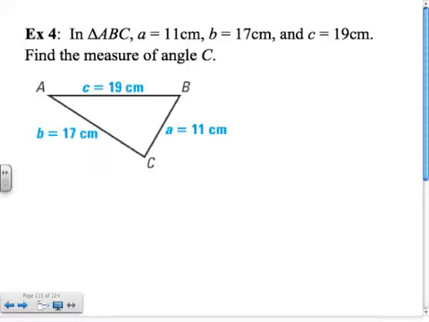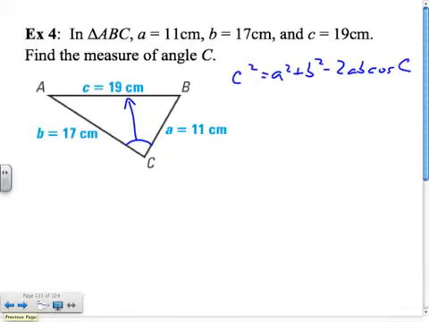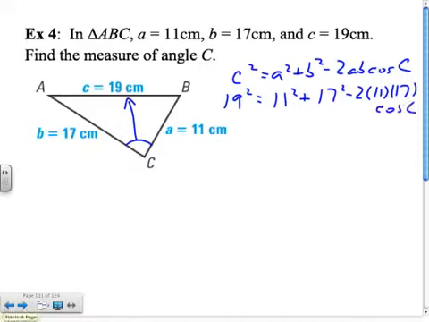It says find the measure of angle C. Here's my angle that I'm using. That's my little c. So I know I have c squared equals a squared plus b squared minus 2ab cosine C. I've identified my big C and my little c. Everything else kind of falls into place. 19 squared equals 11 squared plus 17 squared minus 2 times 11 times 17 cosine C. And now I just start plugging away.